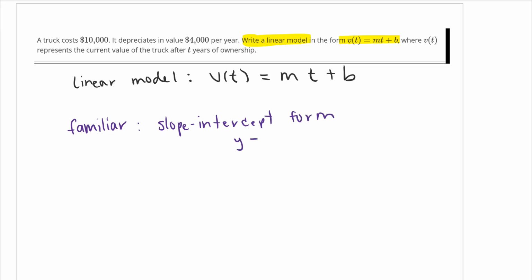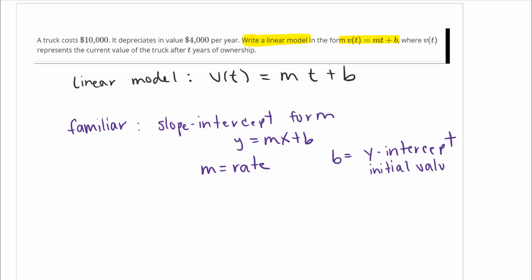So remember, we had y is equal to mx plus b, where m was going to equal your rate, and your b was equal to your y-intercept. Or if it's in a word problem, it would be your initial value. Okay. So what does your rate really tell you? It's telling you how much it is changing.